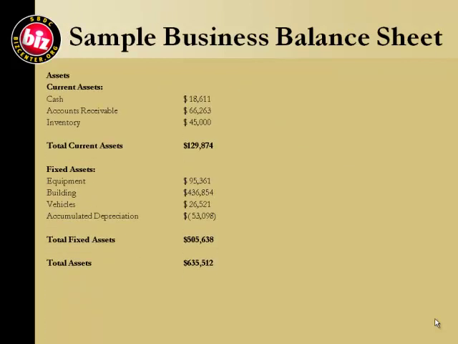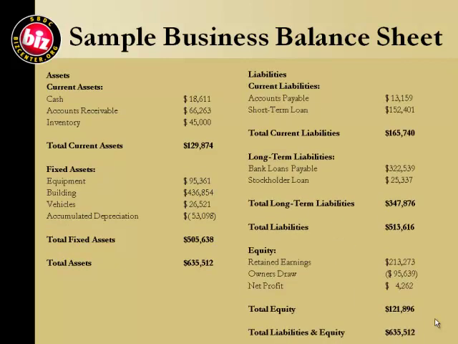Let's take a moment to look at a sample balance sheet from an actual business. Here we see each section we discussed earlier, starting with assets and then liabilities and equity. Current assets are listed here, and we can see these are all assets that we would expect to be converted to cash within 12 months. Here are the fixed assets, which again are more permanent and will be held in the business for longer than 12 months.